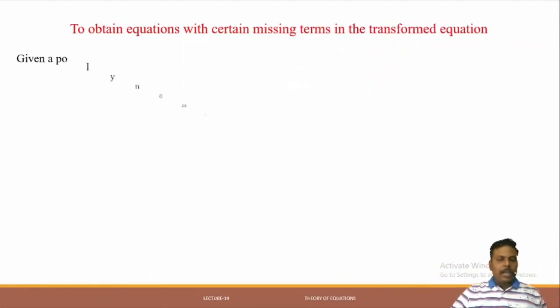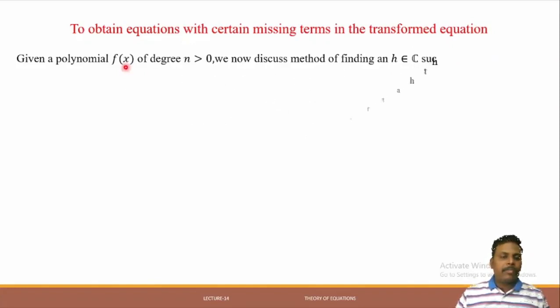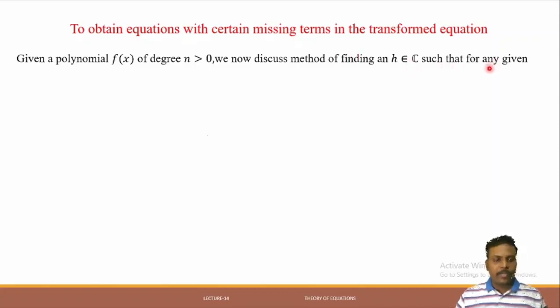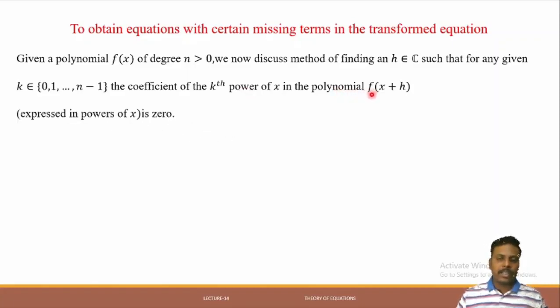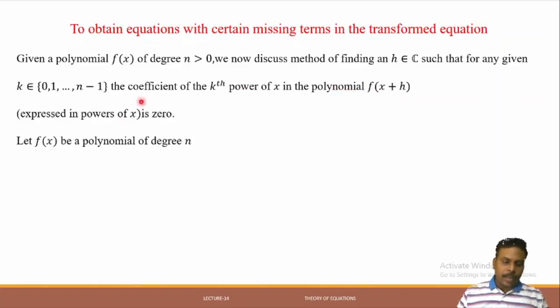Given a polynomial f of x of degree n greater than 0, we now discuss a method for finding a complex number h such that for a given k belonging to the set 0, 1, 2, 3 and so on up to n minus 1, the coefficient of the kth power of x in the polynomial f of x plus h, which is expressed in powers of x, is 0. That means what we have to find out is h such that if the roots get translated by minus h, in the transformed equation the kth power of x will be missing.